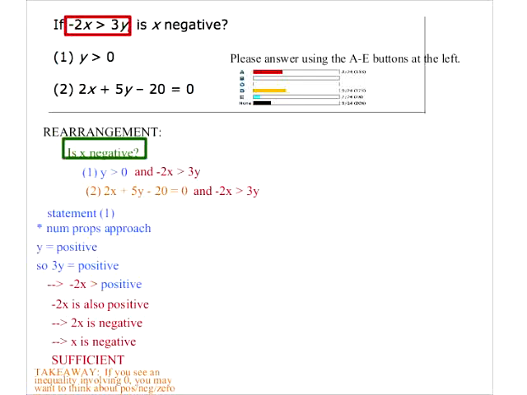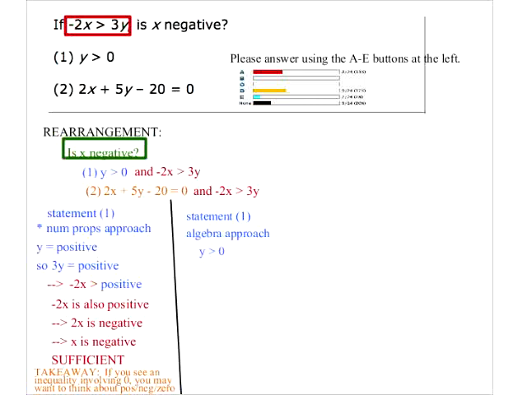Another approach to this statement. If you didn't want to do the number properties approach, let's say you felt like doing algebra, you can do that too. Statement one, algebra approach. So y is greater than 0, and negative 2x is greater than 3y. The rule is if you have two inequalities, then you can add them if they have the same inequality sign, the same alligator, so to speak.